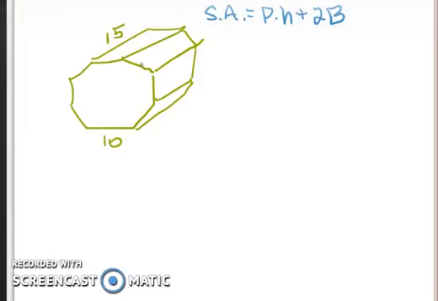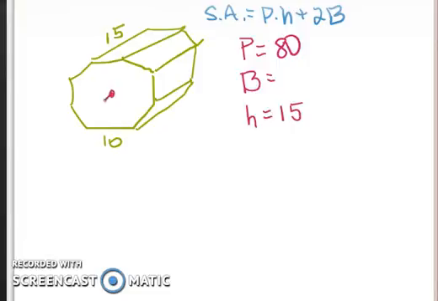Again, I'm going to fill out all the things I need to know: perimeter, area of the base, and the height. The height is always the easy one, usually 15. The perimeter is just going to be 10 times 8, so that's 80. The base is going to be a little bit harder.